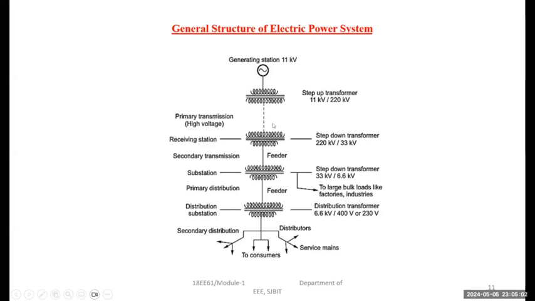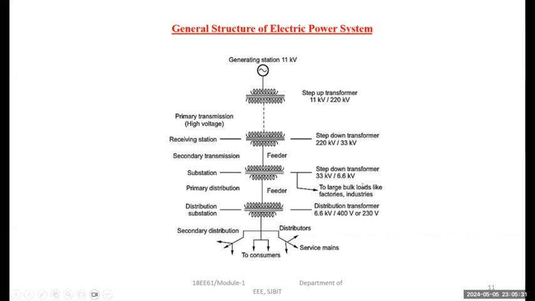The electrical energy at 33 kV or 66 kV is transmitted to substations which are located very near to the load center. This is known as secondary transmission. So at the substation, this 33 kV is stepped down to either 6.6 kV or 11 kV.